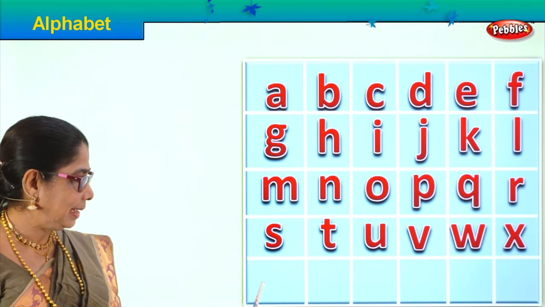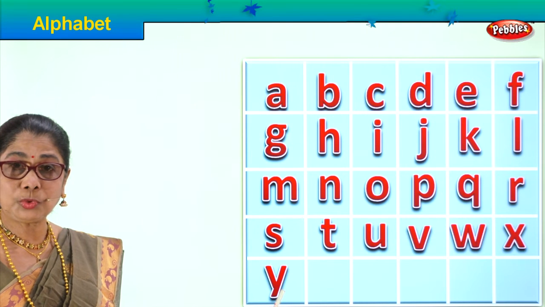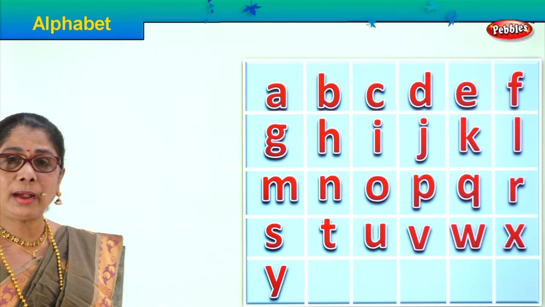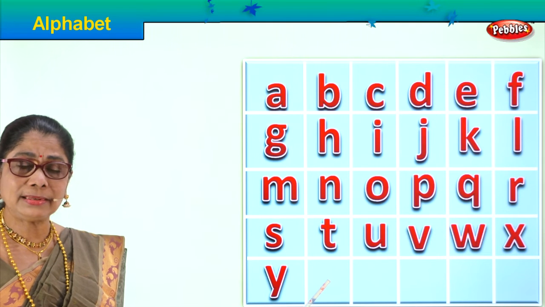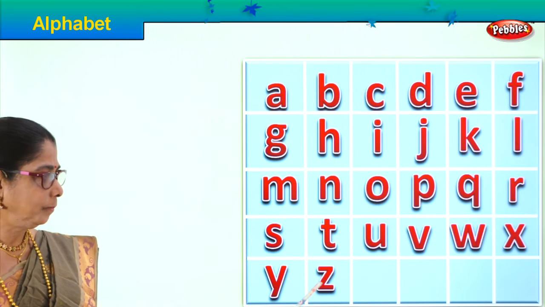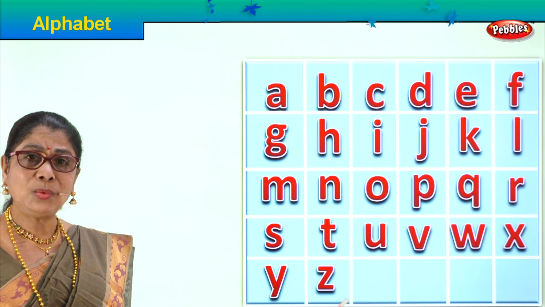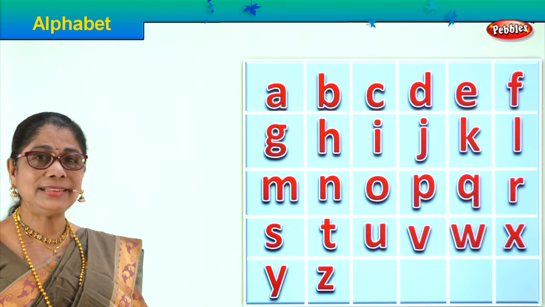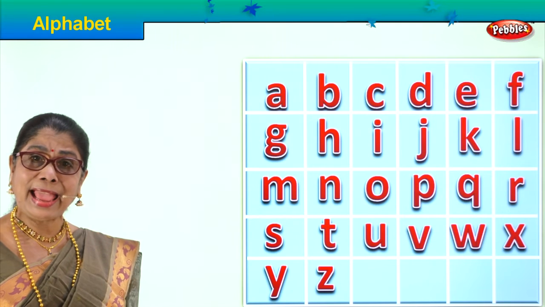After that, the next letter is small letter Y. Yogurt. Sound Y. Y, yogurt. Y is the sound. Finally, the last letter of the small alphabet is Z. Z for zoo. Z. What is the sound of Z? Z. Good. Now we have learnt to recognize the small alphabet in English and its sound.